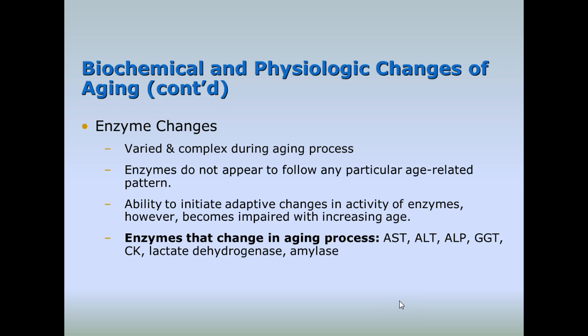Enzyme changes, we see these change quite a bit. There's no age-related pattern, but we do see them increase as people get older, especially the ones that you see listed here. AST, ALT, ALP, GGT, CK, lactate dehydrogenase, and amylase. So we do see those increase slightly. Now obviously a gross abnormal change, like an AST and ALT up into the thousands, that could mean hepatitis. But when we're talking enzymes that change, they increase a little bit out of the normal range that we see in the majority of people. But if they do have a disease process going on, they're usually elevated a lot higher than just a tiny bit.